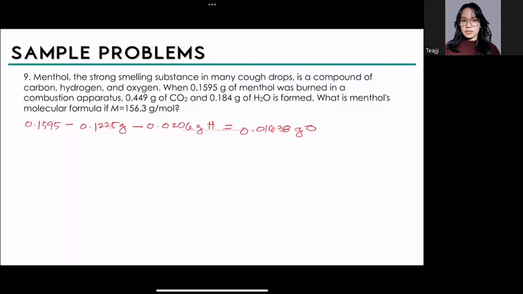Following that, we will now be able to calculate the number of moles of oxygen. The molar mass of an oxygen atom is 16.00 grams per 1 mole of oxygen. That gives you 0.001024 moles of oxygen. Very clear, right? Oxygen has the smallest number of moles.